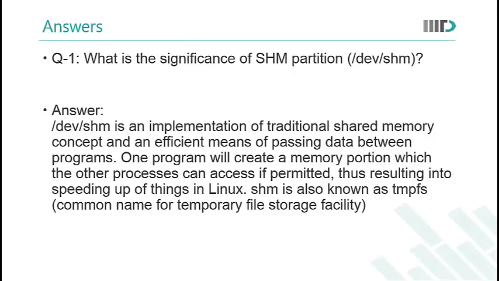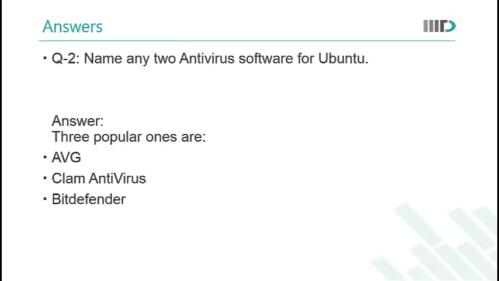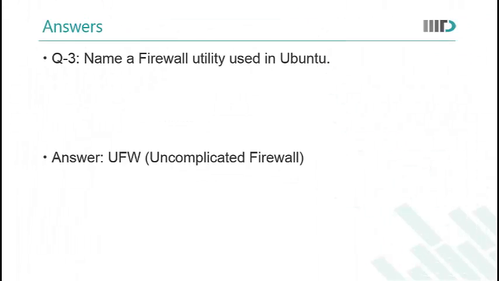Okay, coming to the next question. It asked for the names of any two antivirus for Ubuntu. Three very popular antiviruses are AVG, ClamAV, and Bitdefender. Okay, to the next question. It asked for the name of a firewall. One of the most commonly used firewalls is UFW, or the Uncomplicated Firewall. It provides a GUI and is very easy to use.